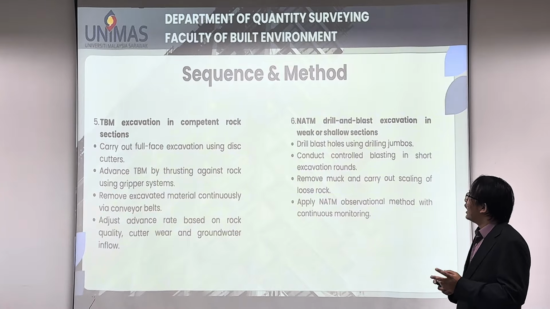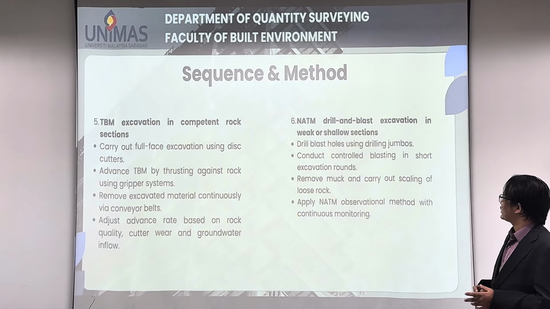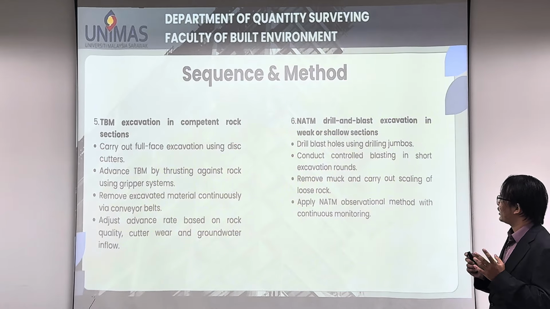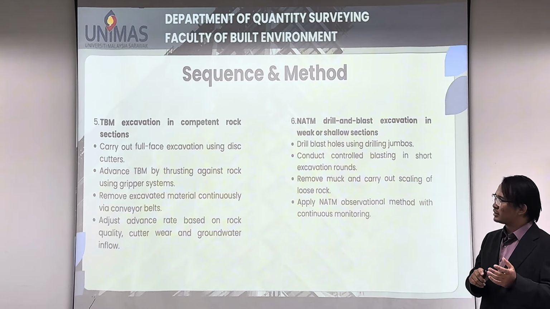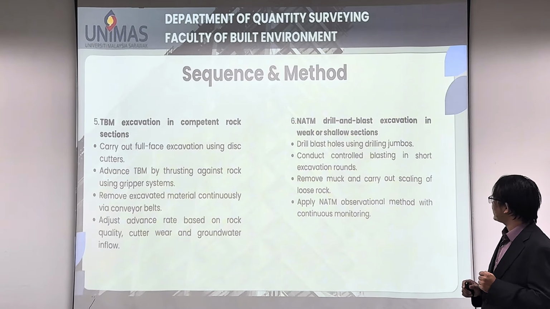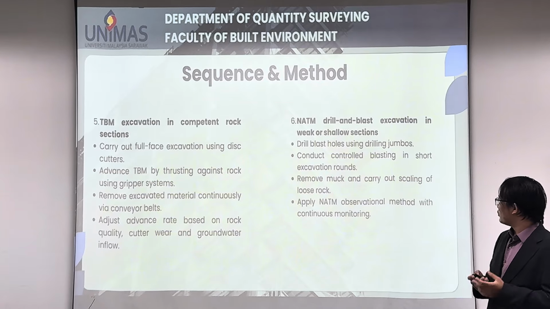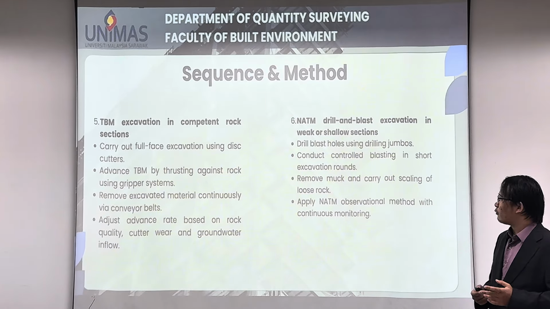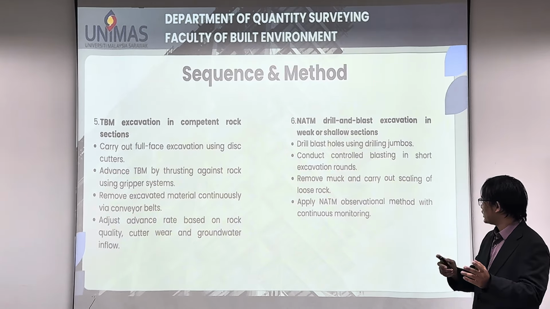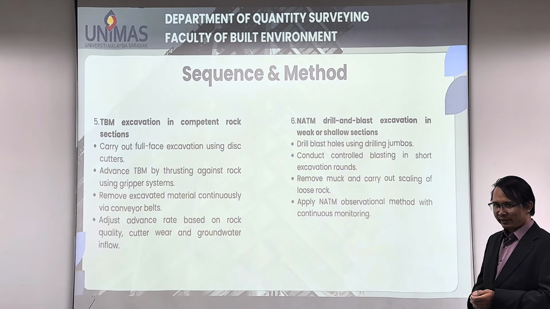Next is the sequence for the NATM drill and blast excavation in the weak or shallow section. The first step is to drill blast holes using the drilling jumbo. Next is to conduct controlled blasting in short excavation rounds. Muck will be removed and scaling of the roof blocks carried out. Now the NATM excavation is going to be observed with continuous monitoring.